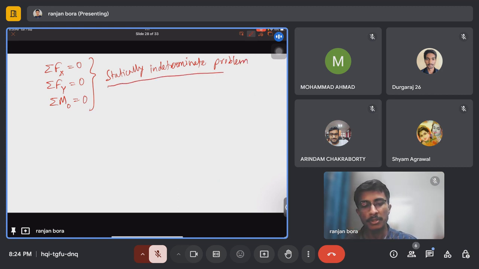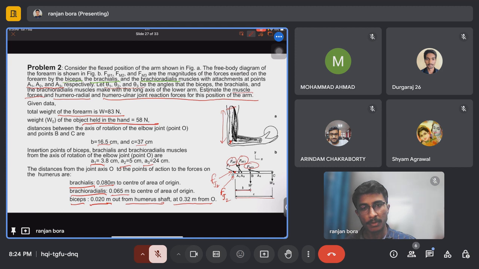There was one question from this statically indeterminate problem, the week 0 assignment. So how will we solve this problem? We need more data with respect to these muscle forces, FM1, FM2, FM3.